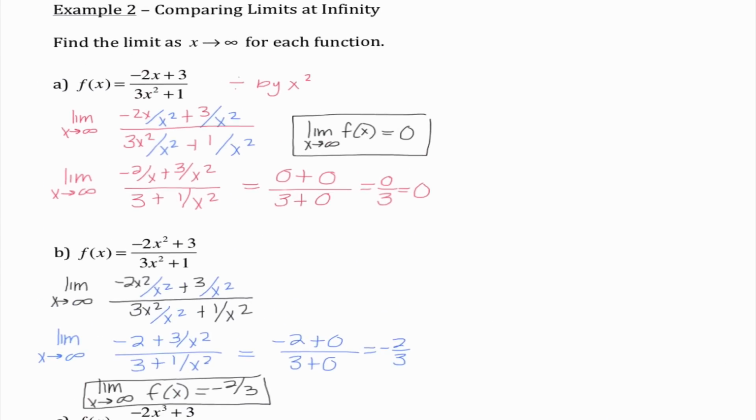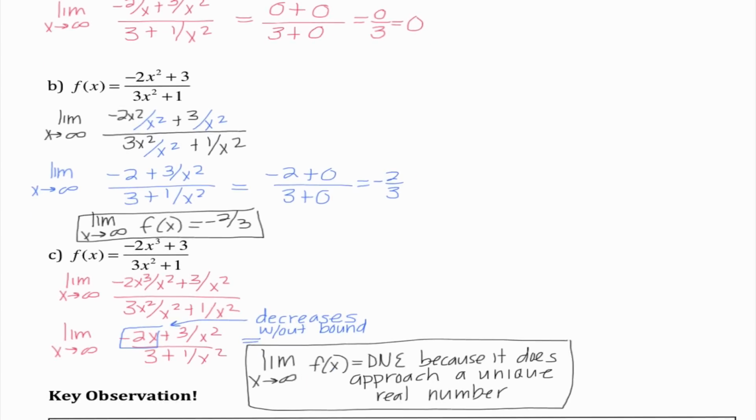So for part A, I notice it's bigger in the denominator, so our limit's 0. For B, they have the same power, so I'm going to take the ratio of their coefficients, and I get negative 2/3. And for C, I notice I had a higher term in our numerator, so our answer was does not exist. The great news I have for you, we can use the shortcut every single time. I do not need to see all this work anymore. We can just skip to actually writing out that shortcut.